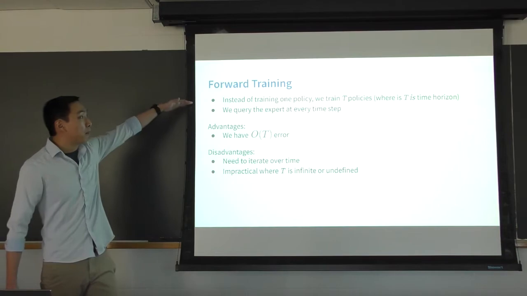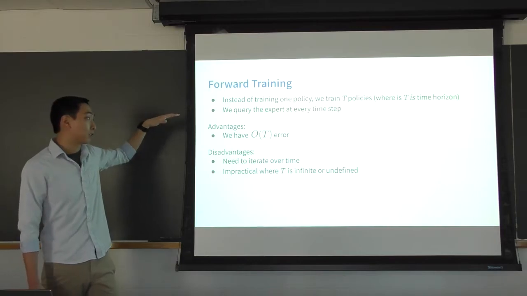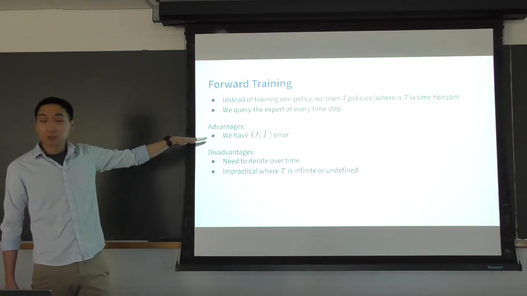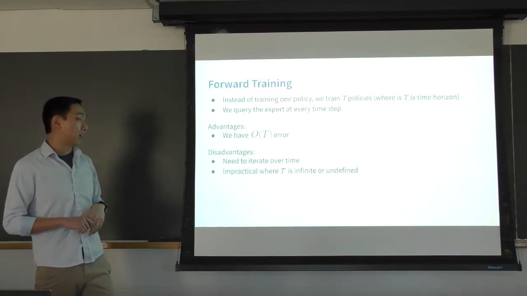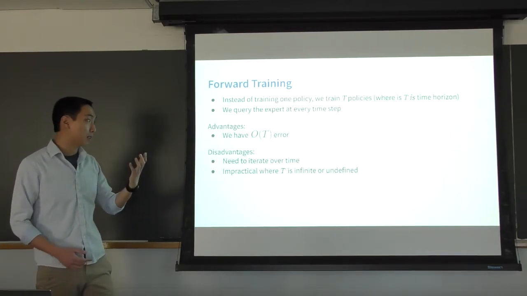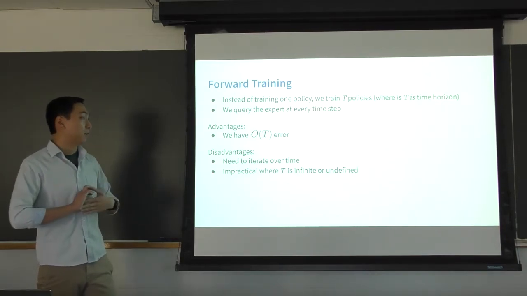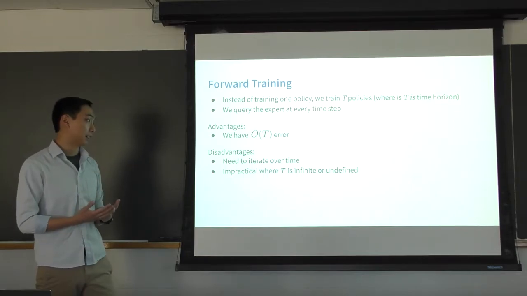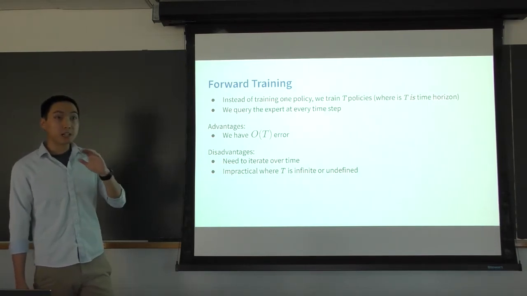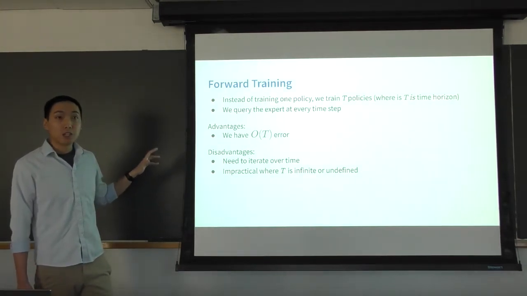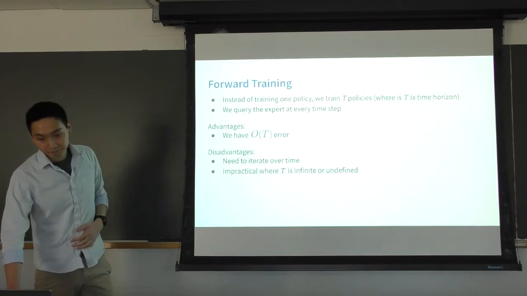So instead of training one policy, you train T policies, where T is the time horizon, and you ask the expert at every single time step. In the behavioral cloning case, as Huang introduced, you have up to quadratic regret compared to the expert. But in forward training, you can reduce that to linear. So in behavioral cloning, that's quadratic. In forward training, in a large set of cases, it's linear. But we also have disadvantages, because you do need to iterate over time, and this is impractical when T can be very large, or non-deterministic or undefined.